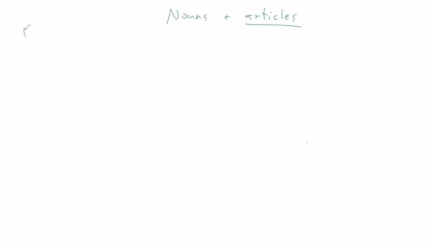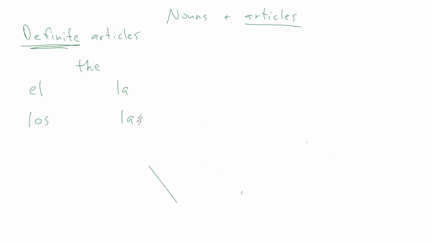So we have definite articles, which refer to things that are definite. So in English, we just have one definite article, the, and we use the for something singular or plural. And again, we don't have masculine, feminine. But in Spanish, we're going to have four. We're going to have el, if it's masculine, singular, la, if it's feminine, singular, los, masculine, plural, las, feminine, plural.